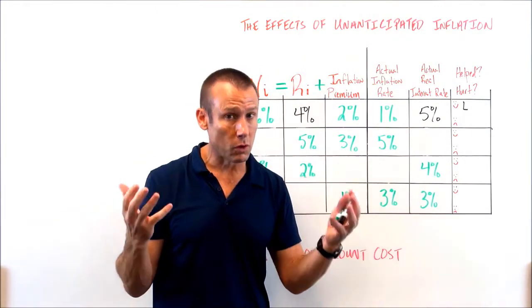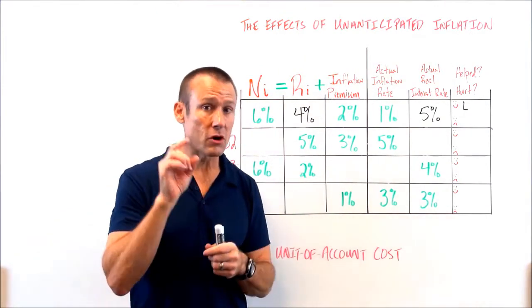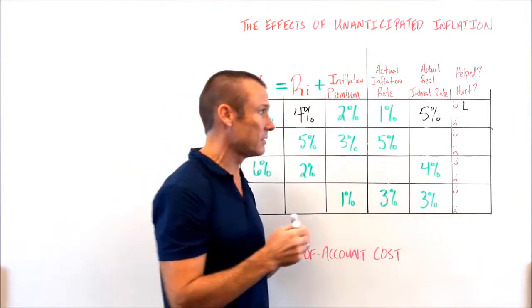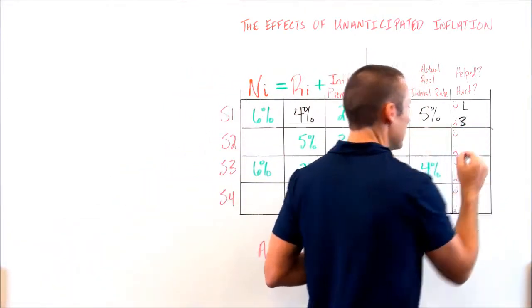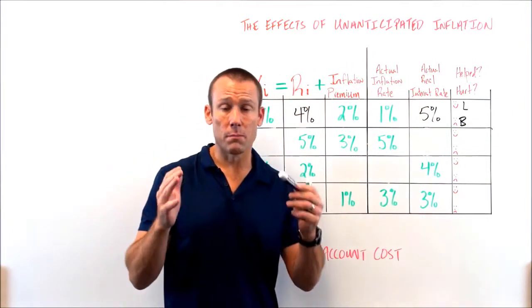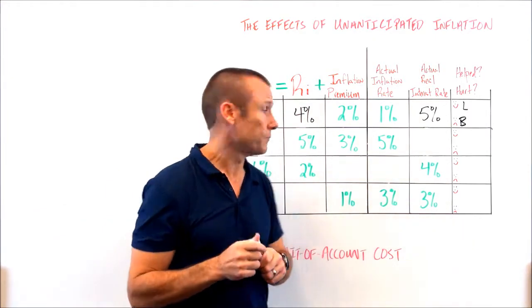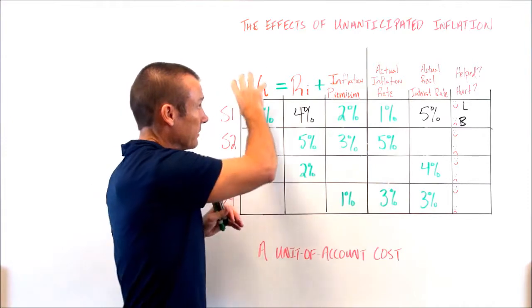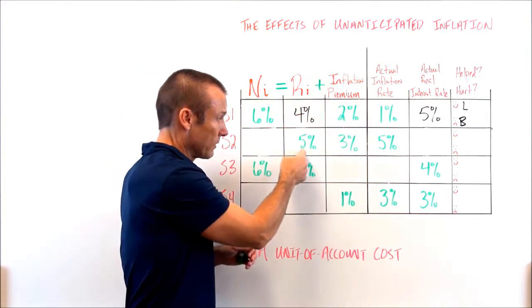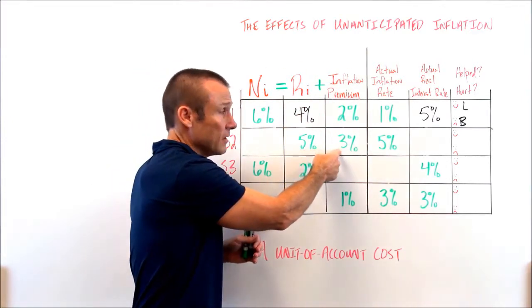And therefore, they're going to have to work more than they thought. They are definitely hurt by this unanticipated inflation. The borrower is hurt by this. Who knows? The borrower might not have done this deal if they would have known what actually was going to happen.